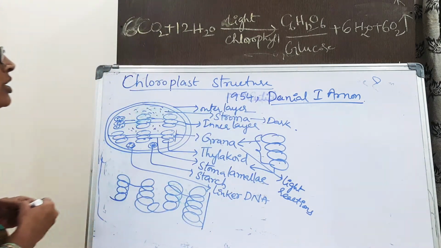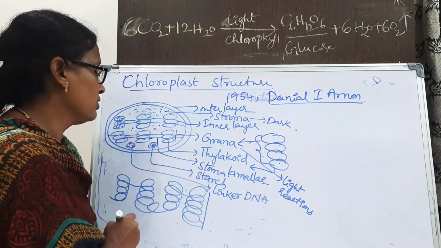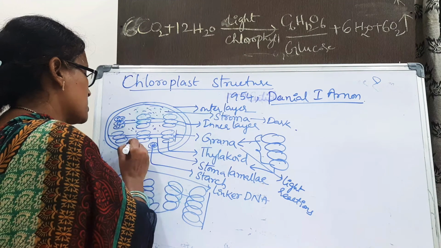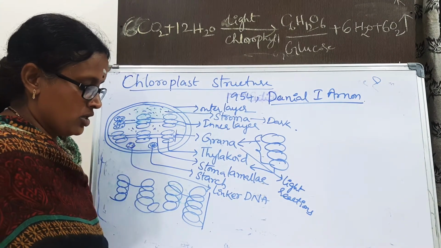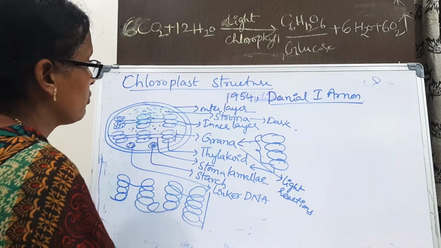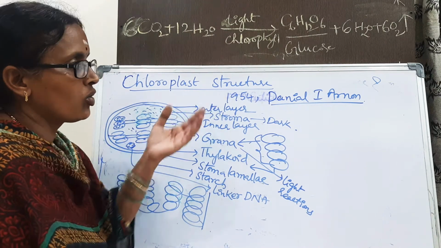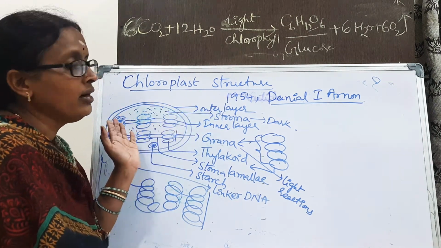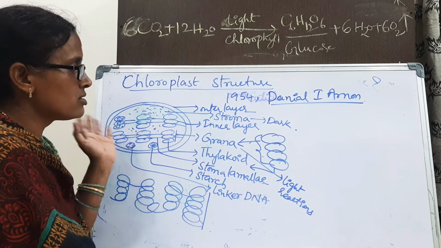After the dark reaction, they form the starch, and the starch is present in the chloroplast. A loop of DNA is also present. This is the simple structure given in our textbook. Once again, the scientist Daniel I. Arnon isolated the chloroplast and revealed the structure.